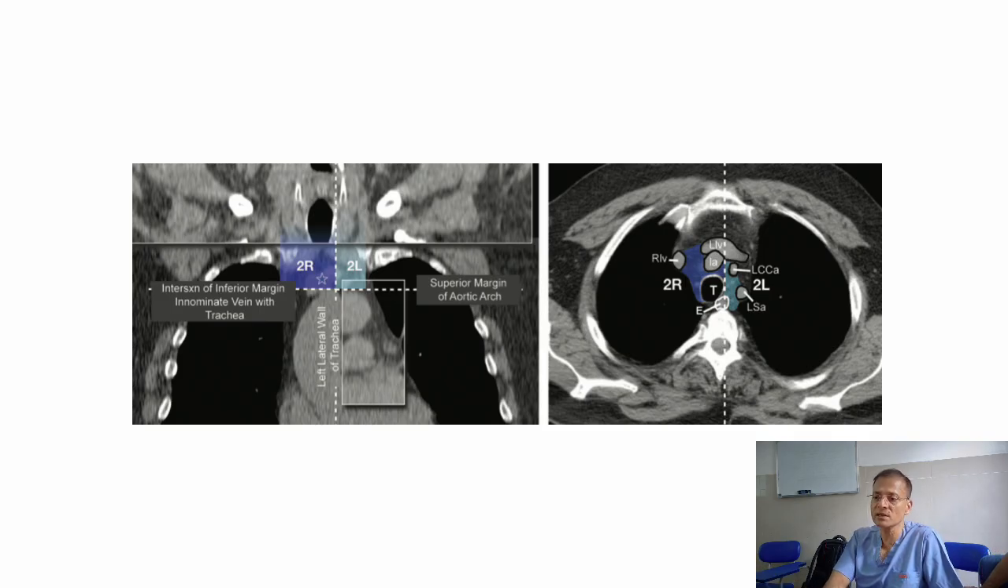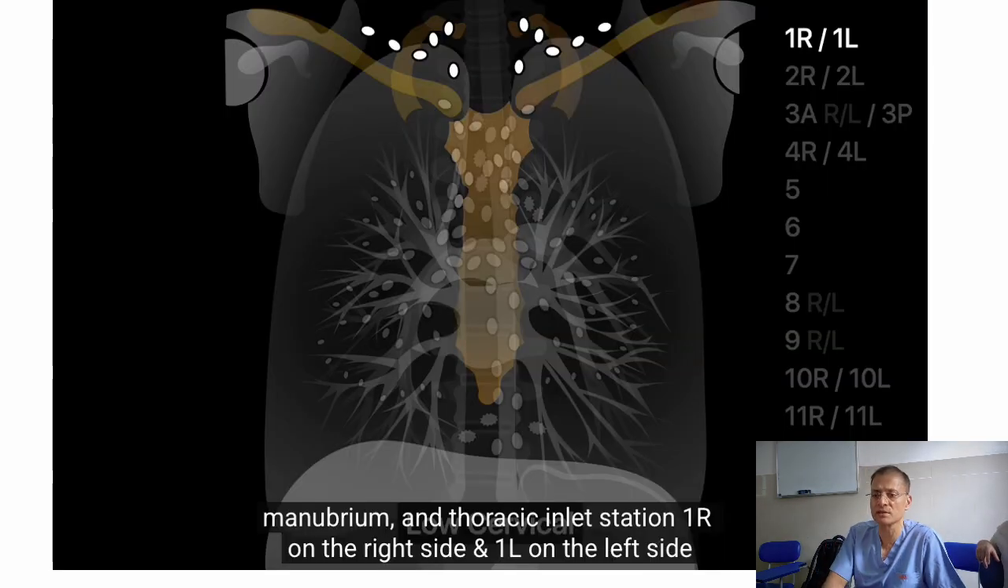Here again in the axial image, you can see the structures: subclavian artery, left common carotid artery. This is the brachiocephalic trunk. This is the left innominate vein, this is the right innominate vein. So this region is the 4R region. This is the esophagus with the trachea.